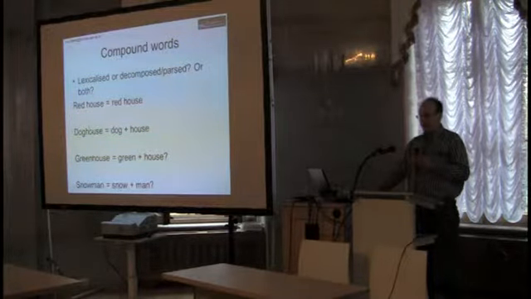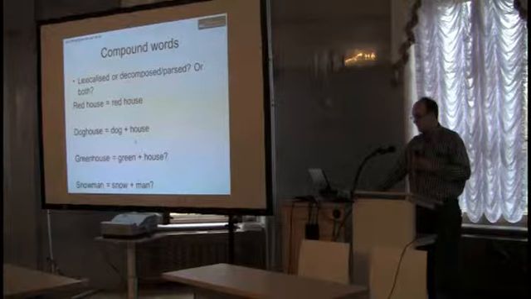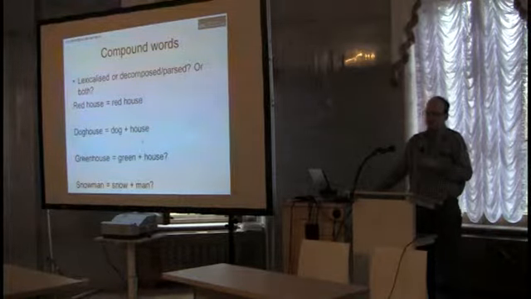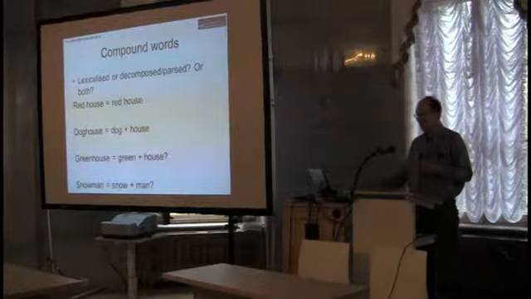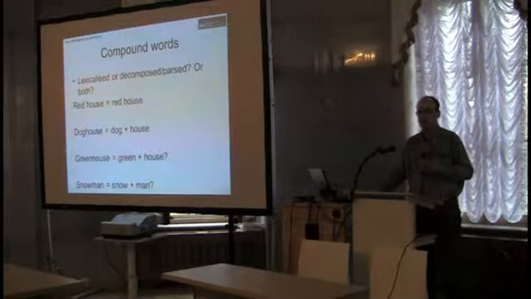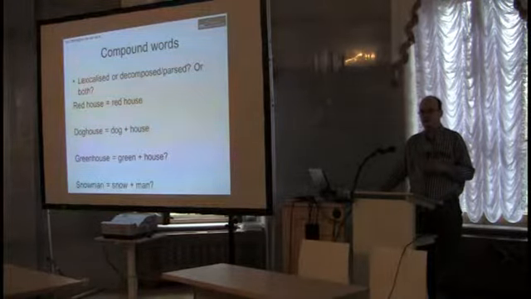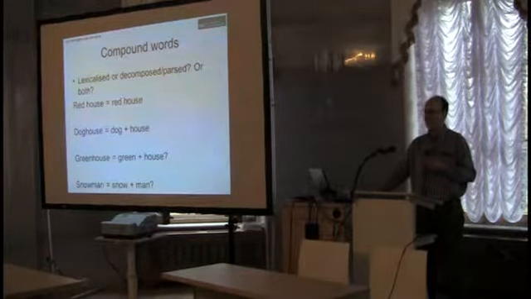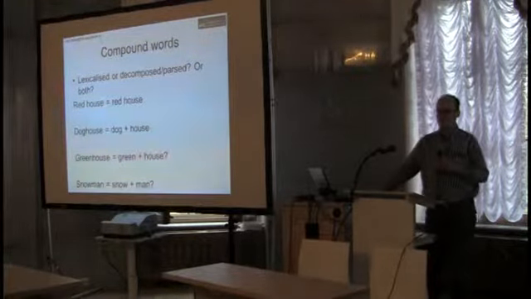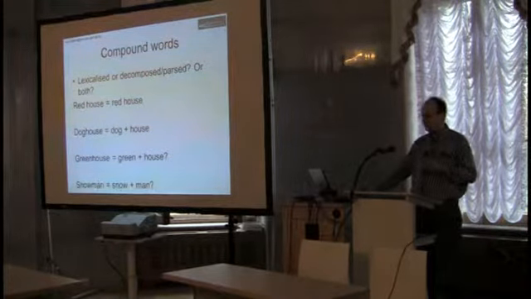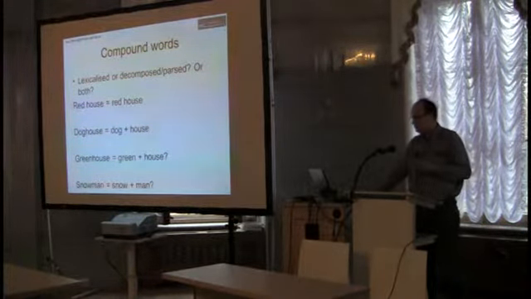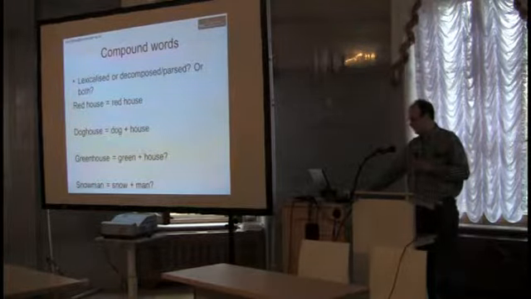And doghouse, it's an Americanism, is a house where your dog lives. So it's probably easy to parse that, segment that, and get the same sense. But what about greenhouse? It's a kind of house, but it's not really green, is it? Well, the color might depend on what kind of things you grow in it. So, is that transparent? And I'll remind you again of the example of snowman, which was not really a man. So there are all these different complexities.